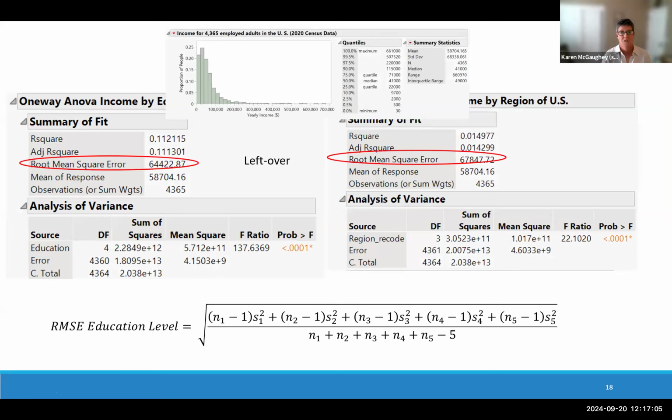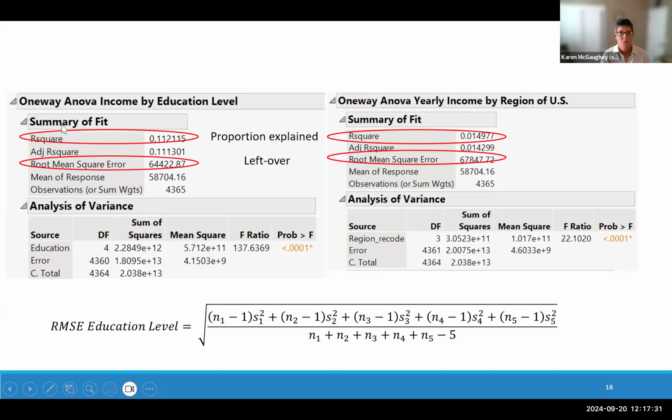But here's the original data. The overall standard deviation of the data is $68,000. After we account for education level, the leftover variation is about $64,000. After we account for region of the country, it's about $67,800. So education is in fact explaining more variability.